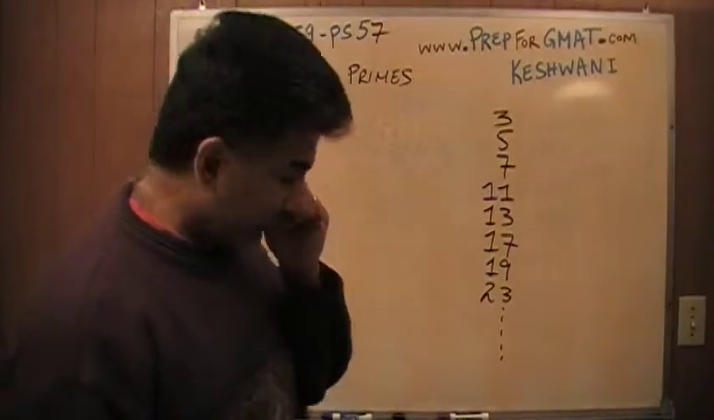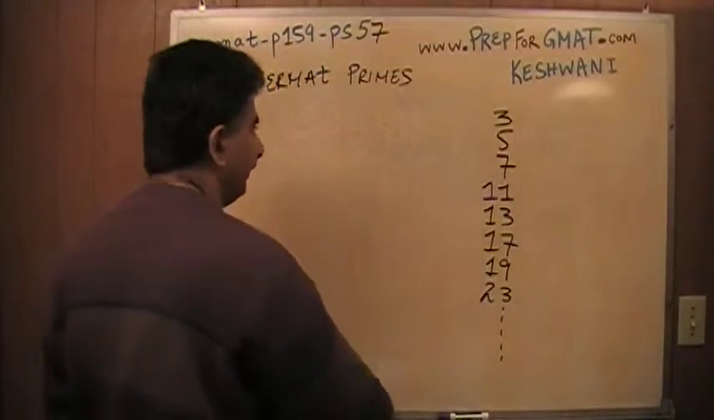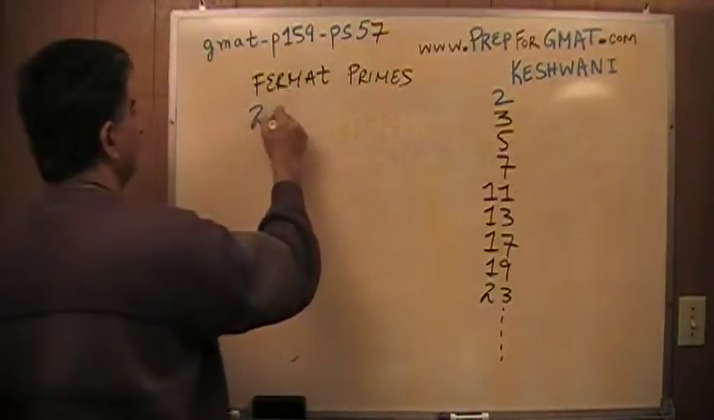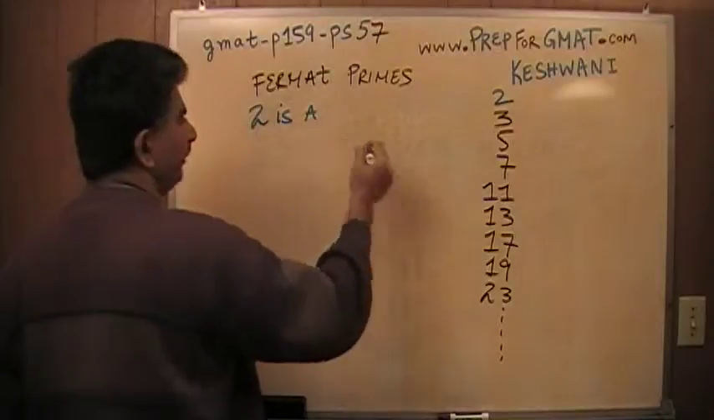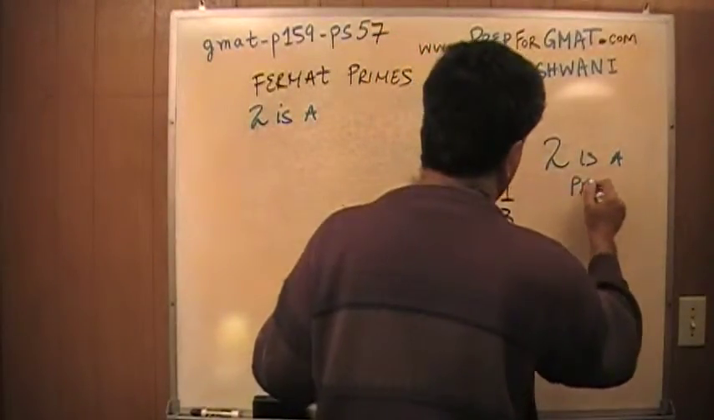Did I leave anything out? The answer is yes. I left out one prime number in the list, which is 2. 2 is a prime number. I'm going to write it here. 2 is a prime number.